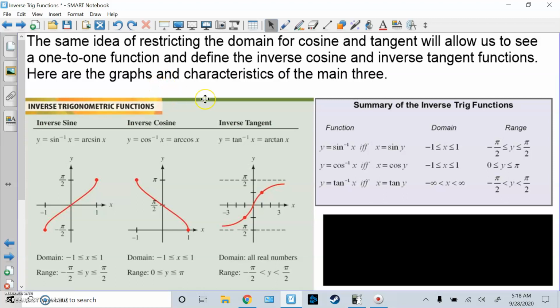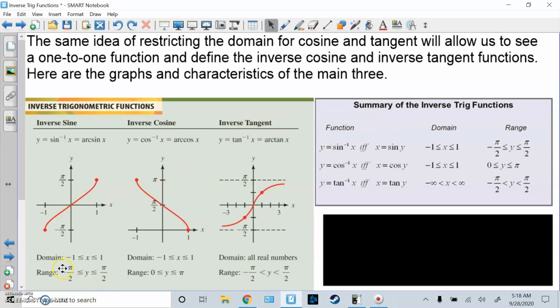So the same idea of restricting the domain for cosine and tangent will allow us to see a one-to-one function and define the inverse cosine and inverse tangent functions. Here are the graphs and characteristics of the main three. So we just talked about arc sine or inverse sine. Here's arc cosine or inverse cosine. And here's inverse tangent or arc tangent.